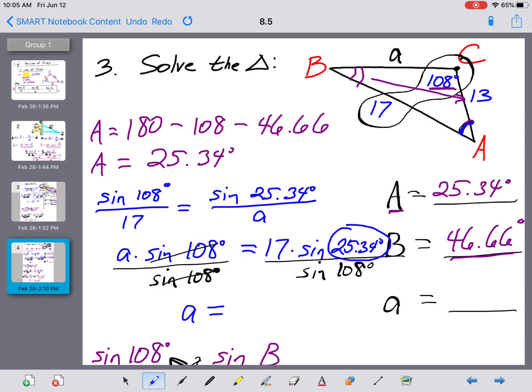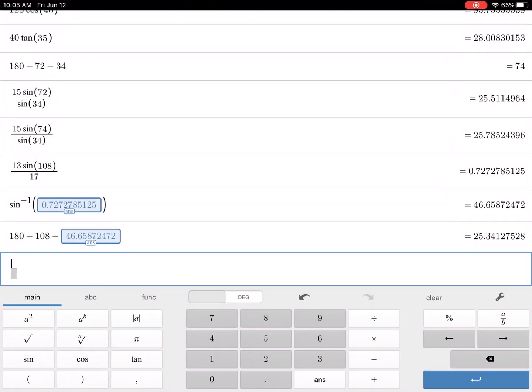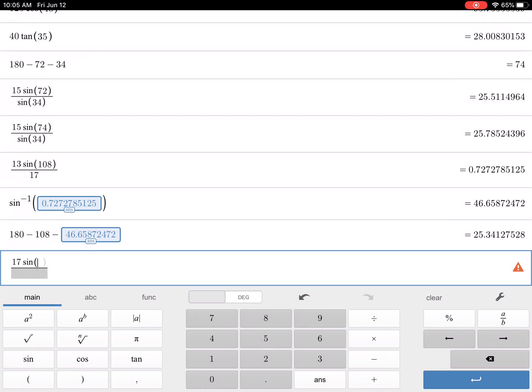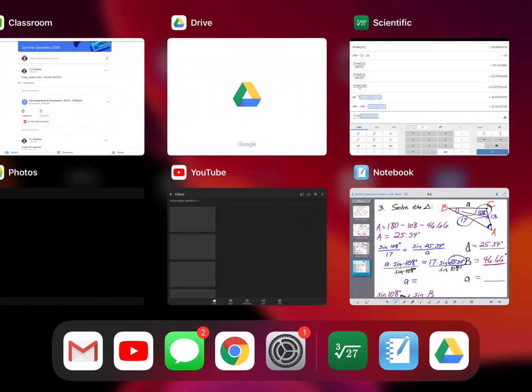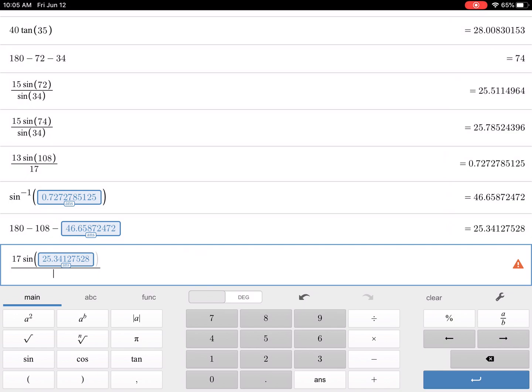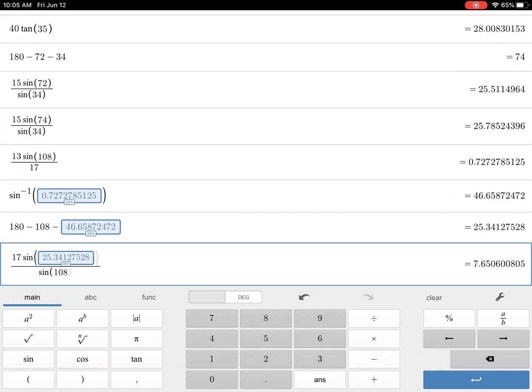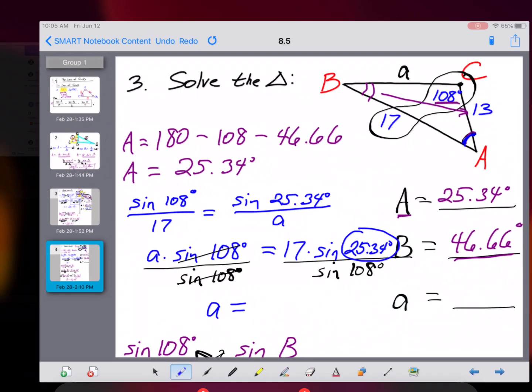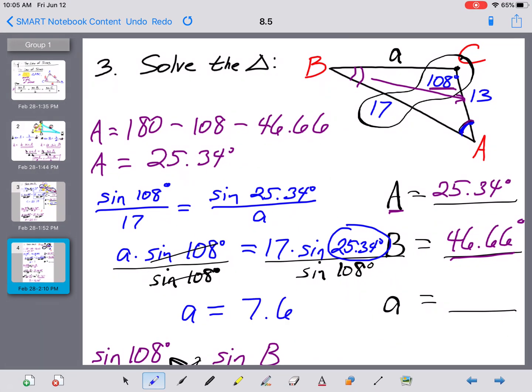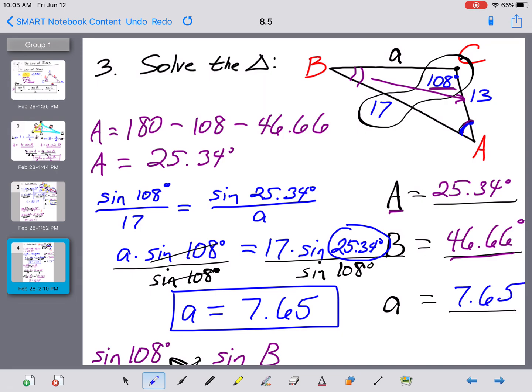All right, so what do we need here, everybody? We need a stacked fraction. We need a 17 times the sine of the last answer, 25.34, blah, blah, blah. 17 times the sine of that divided by the sine of 108 degrees. And that gets us an A value of 7.65. So let's write that down, 7.65. Let me box that up, and let me see if it makes sense. 7.65. So we think that these are our three answers to this problem.